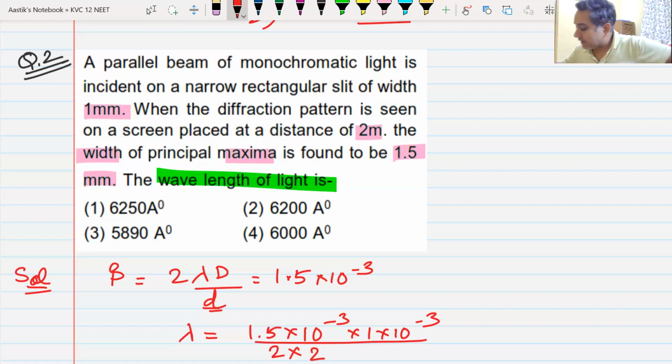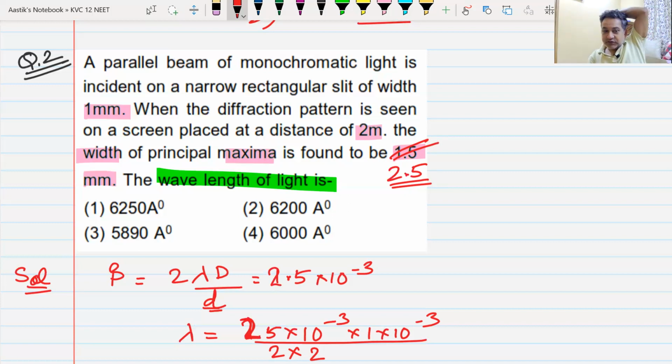Okay, the answer that they have given, they have taken it as 2.5 and then they have found the answer. So if I put this as 2.5, let us see if you get the answer. They have calculated the answer using 2.5. So I think from there you will get the answer as 6250. Are you getting 6250 now? So that is the answer, 6250. Yes or no?